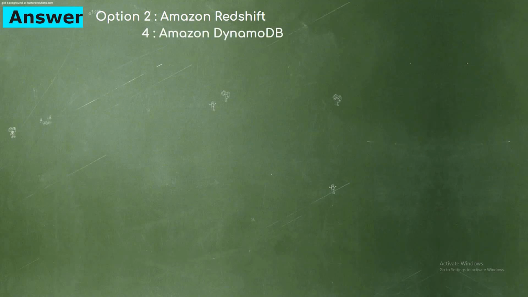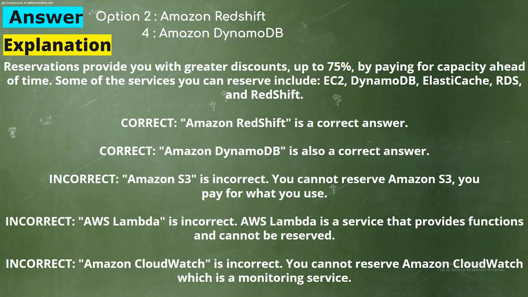Amazon DynamoDB. Explanation. Reservations provide you with greater discounts, up to 75%, by paying for capacity ahead of time. Some of the services you can reserve include EC2, DynamoDB, ElastiCache, RDS, and Redshift. Correct, Amazon Redshift is a correct answer. Correct, Amazon DynamoDB is also a correct answer.